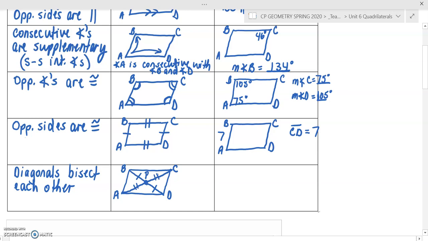Now, keep in mind, diagonals are not congruent. They bisect each other. Diagonals are not congruent. All right, so I'm going to write that in. Or not necessarily congruent, I should say.